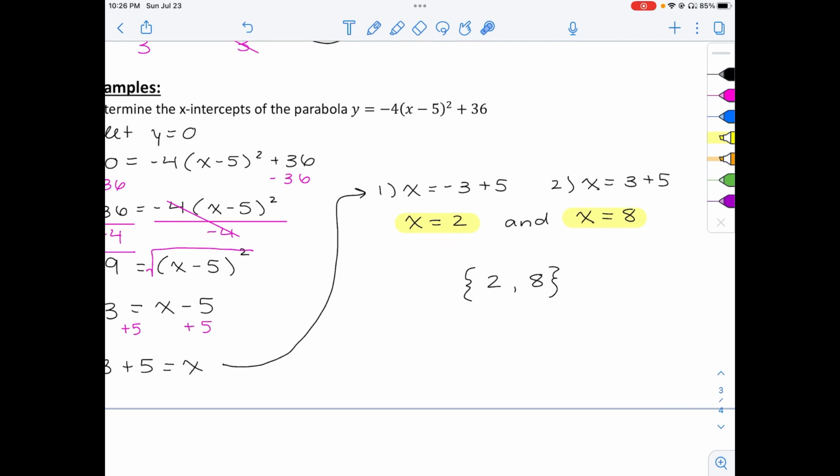And the nice thing is you can always go back and check them, right? So you can plug them back into here. You can calculate using the proper order of BEDMAS and you will get 0 or close to 0 if you had a decimal number that you rounded. And that is how you go from vertex form to finding the x-intercepts.